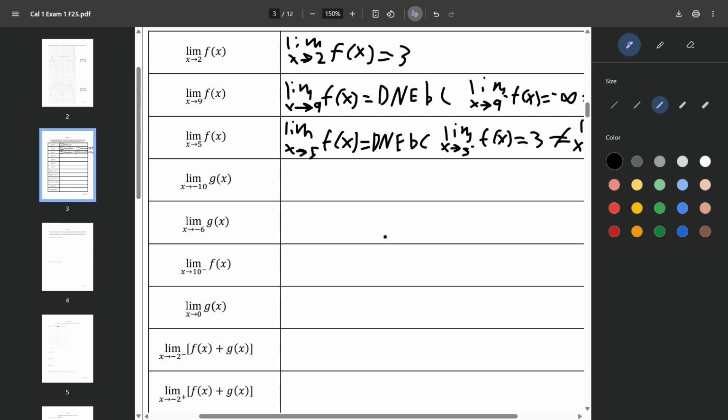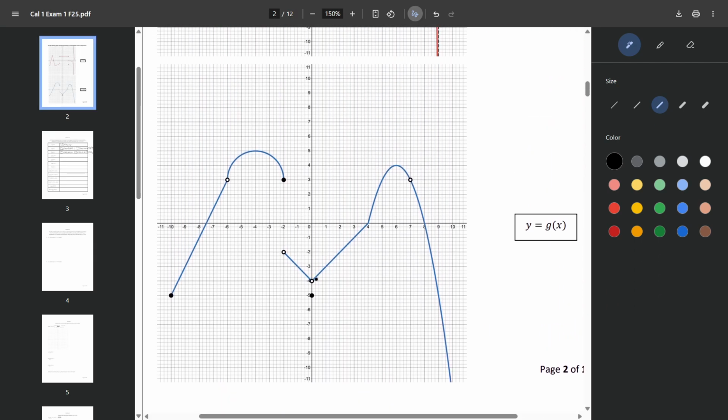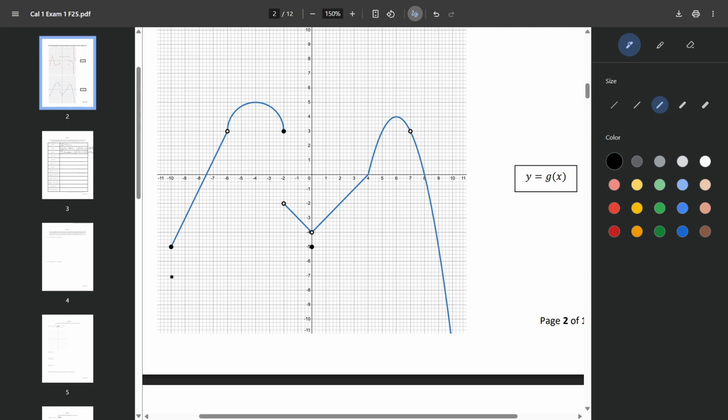Okay, for this question, we are looking at limit of x approaching negative 10 of g of x. So we'll go to our graph, and we can see right here that whilst our graph is defined at x equals negative 10 and that it does have a graph coming from the right side, there is no graph from the left, and because of that there is no limit, because in order for there to be a limit, the graph must be approaching from both sides.